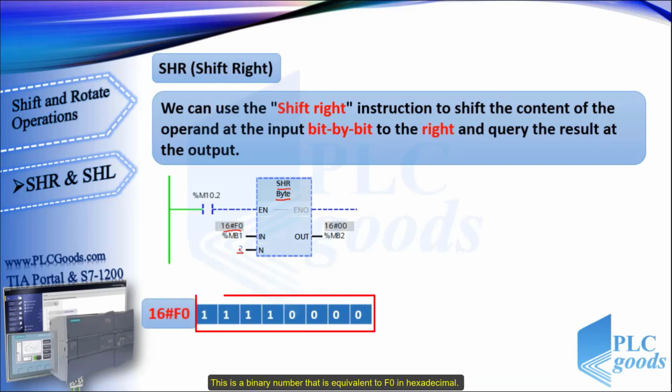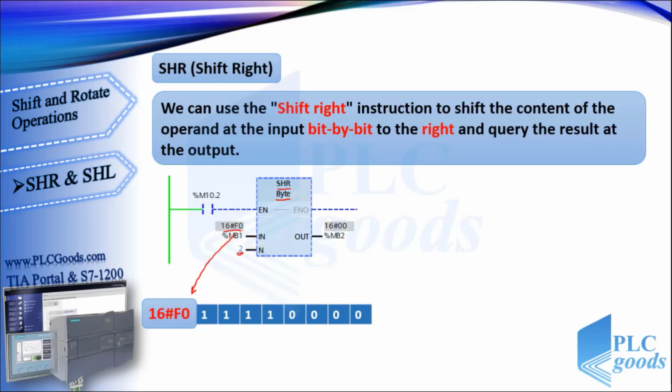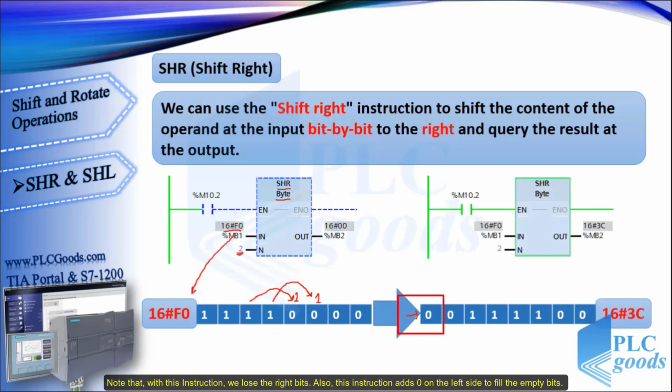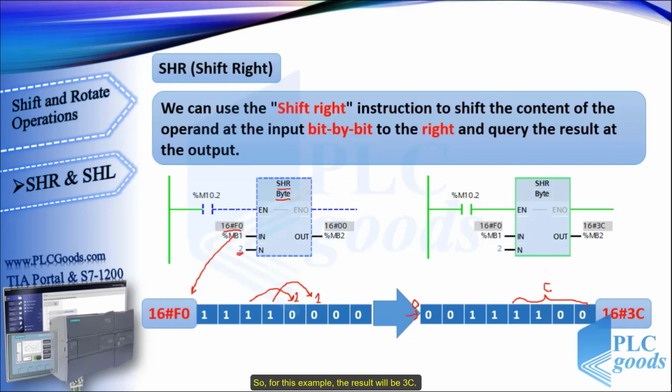This is a binary number that is equivalent to F0 in hexadecimal. Here, each bit will be shifted 2 bits to the right. Note that with this instruction, we lose the right bits. Also, this instruction adds 0 on the left side to fill the empty bits. So for this example, the result will be 3C.